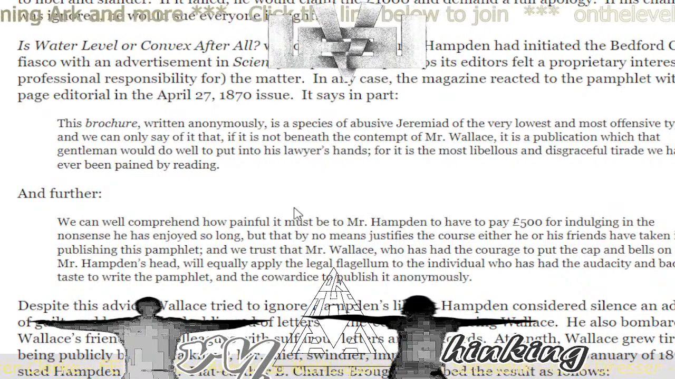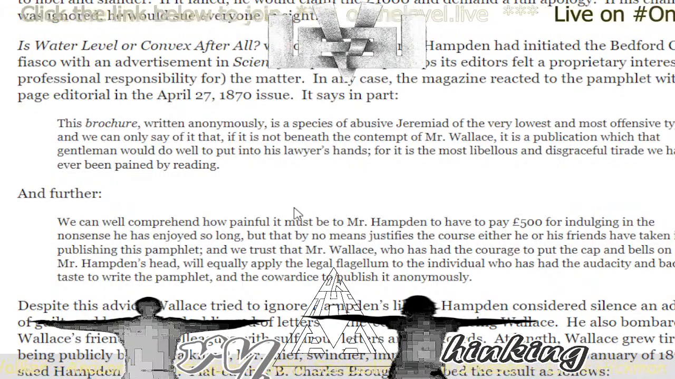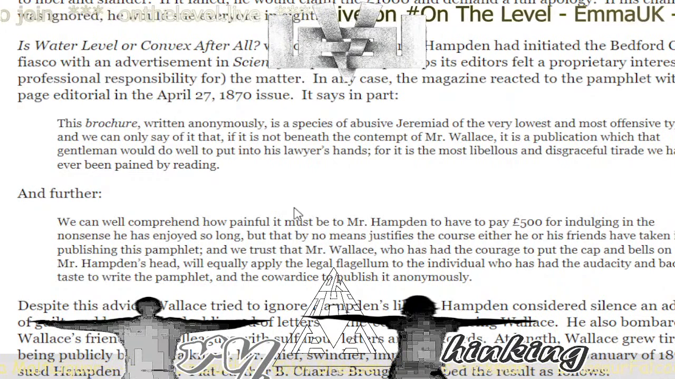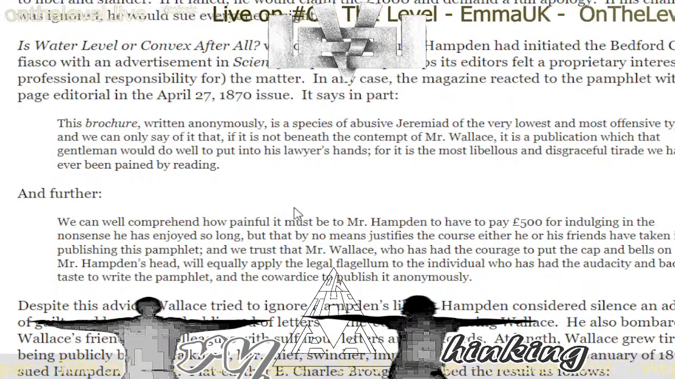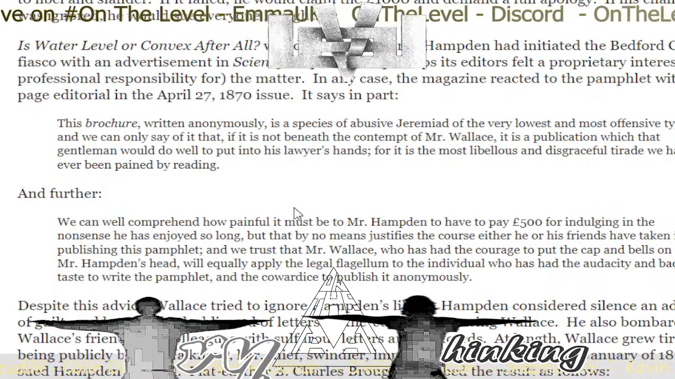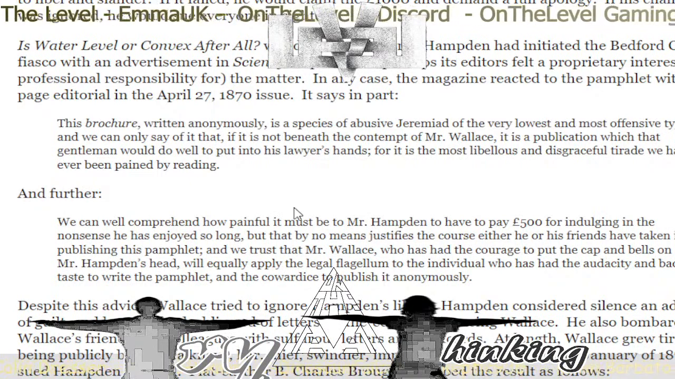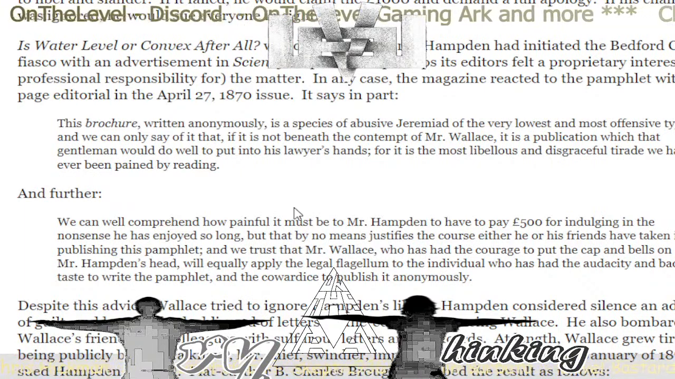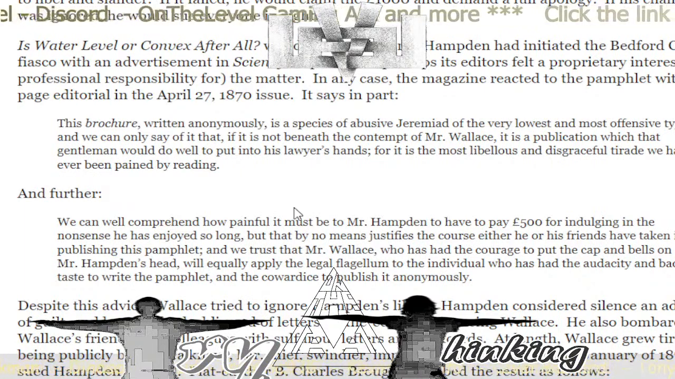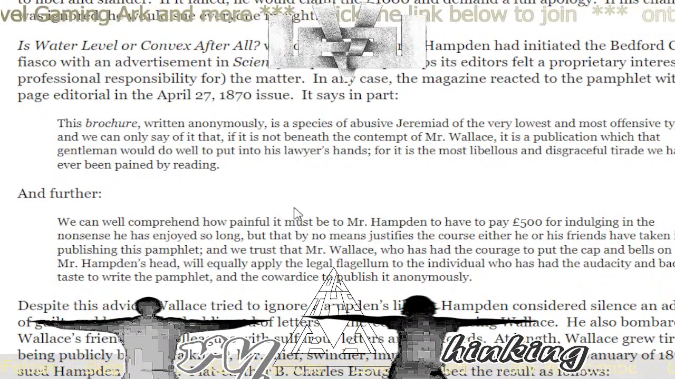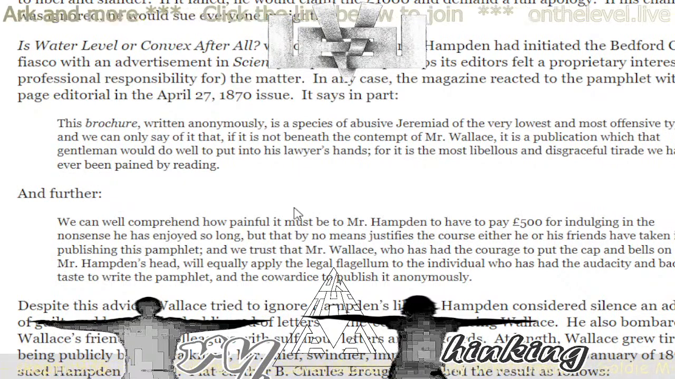Further, we can well comprehend how painful it must be to Mr. Hampden to have to pay £500 for indulging in the nonsense he has enjoyed so long. But that by no means justifies the course either he or his friends have taken in publishing this pamphlet, and we must trust that Mr. Wallace, who has had the courage to put up the cap and bells on Mr. Hampden's head, will equally apply the legal flagellum to the individual who has the audacity and bad taste to write the pamphlet and the cowardice to publish it anonymously.